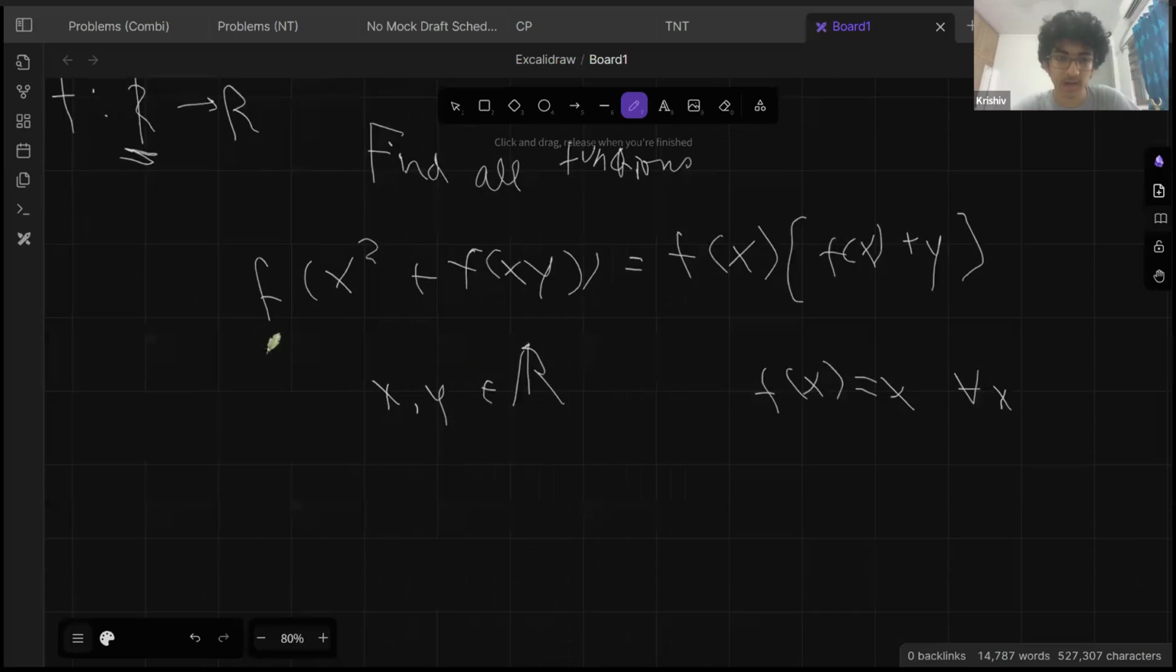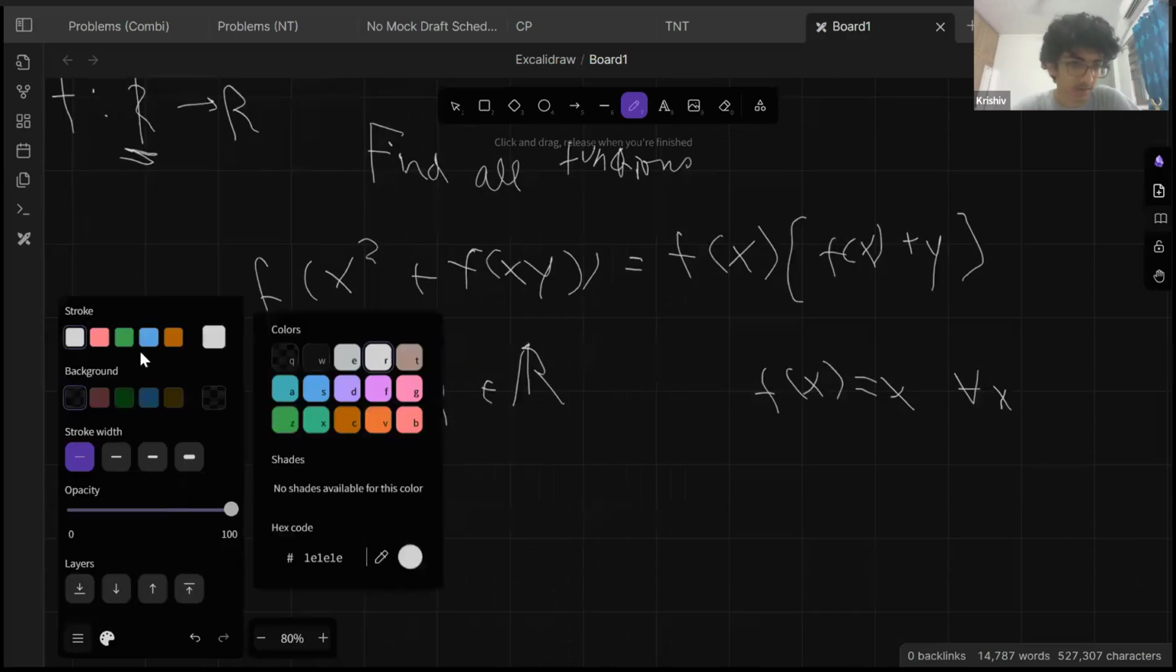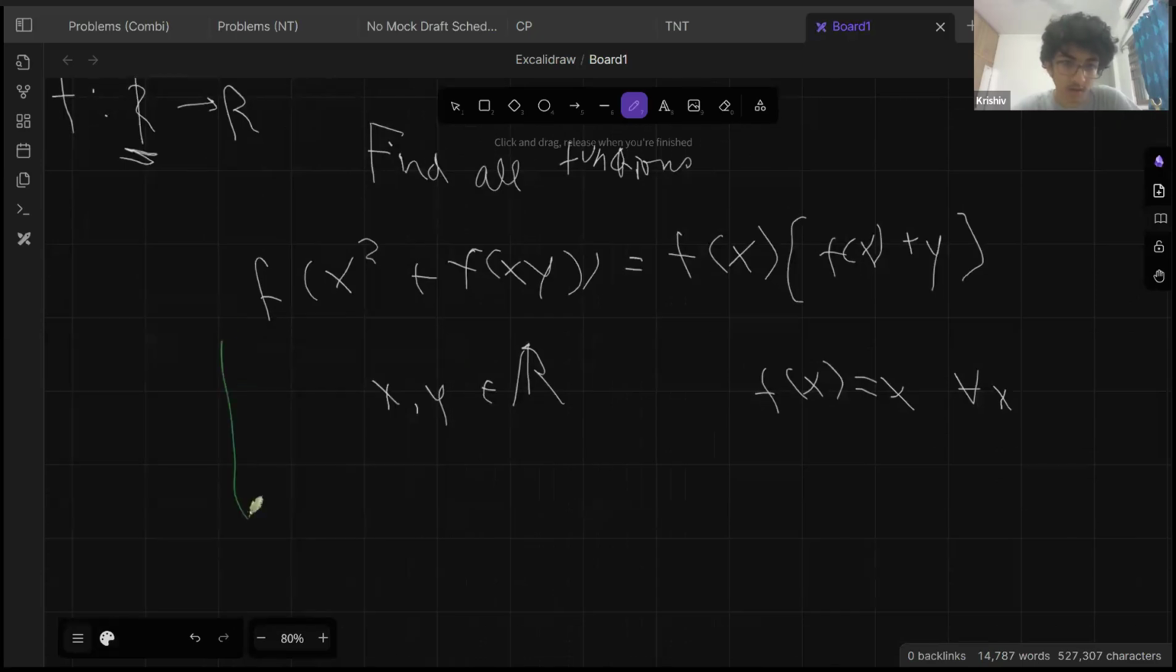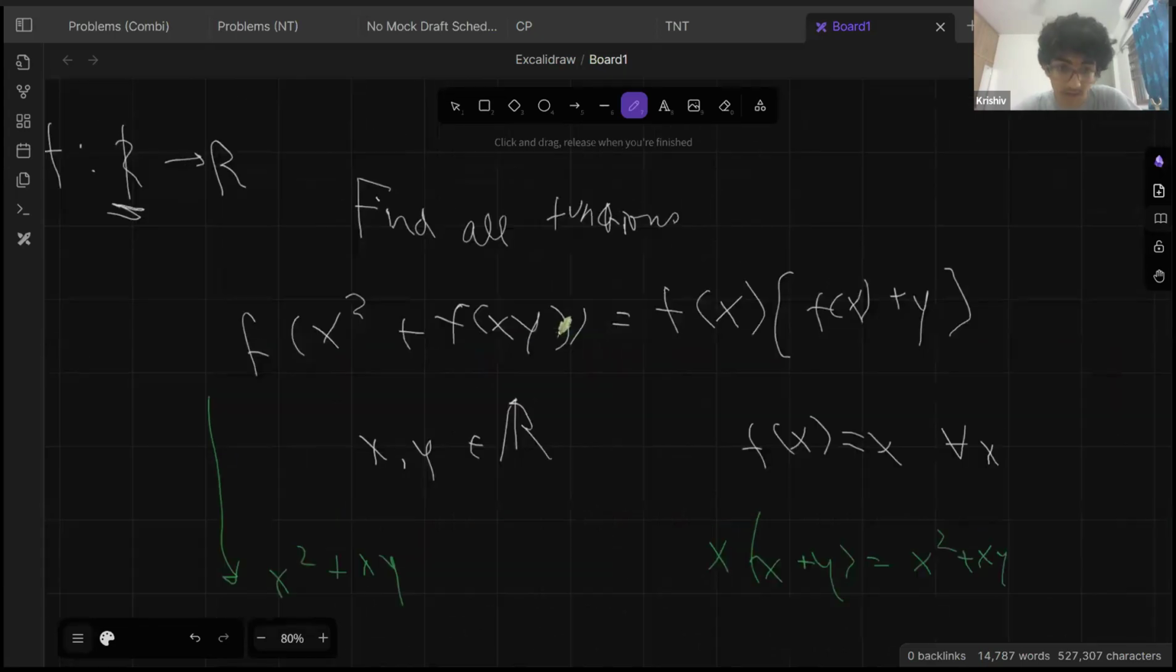This works, right? Why does this work? Because we'll check by substituting the function in. So the LHS becomes x squared plus f of xy, but f of xy is just xy. And the RHS becomes x times f of x, which is x plus y. And this is also x squared plus xy. So yeah, this works. And this works for every single value of x and y we can put in. So it's a function that works.